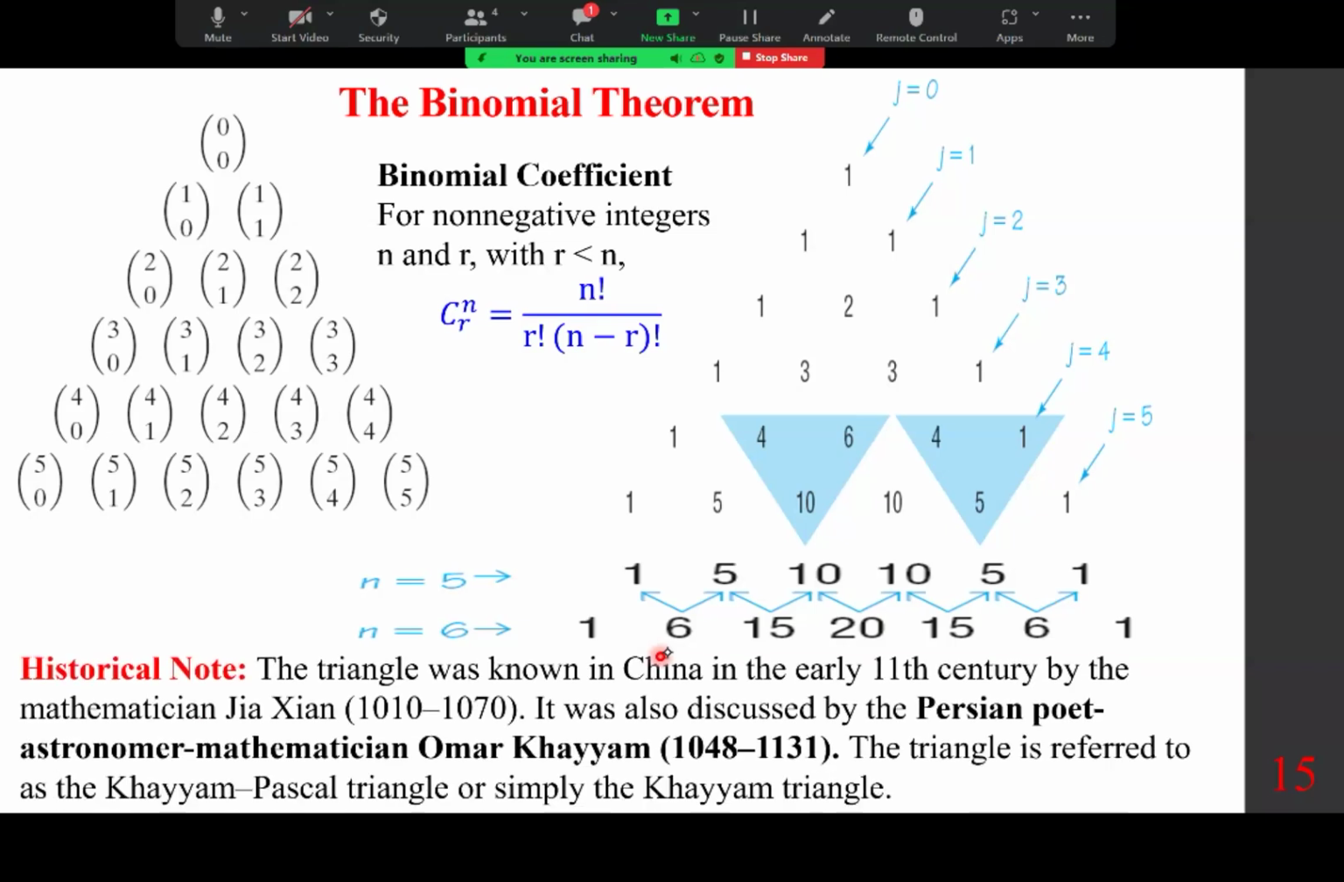Historical note: the triangle was known in China in the early 11th century by the mathematician Jia Xin, from 1010 to 1070. It was also discussed by the Persian poet, astronomer, and mathematician Omar Khayyam, from 1048 to 1131. The triangle is referred to as the Khayyam-Pascal triangle, or simply the Khayyam triangle.